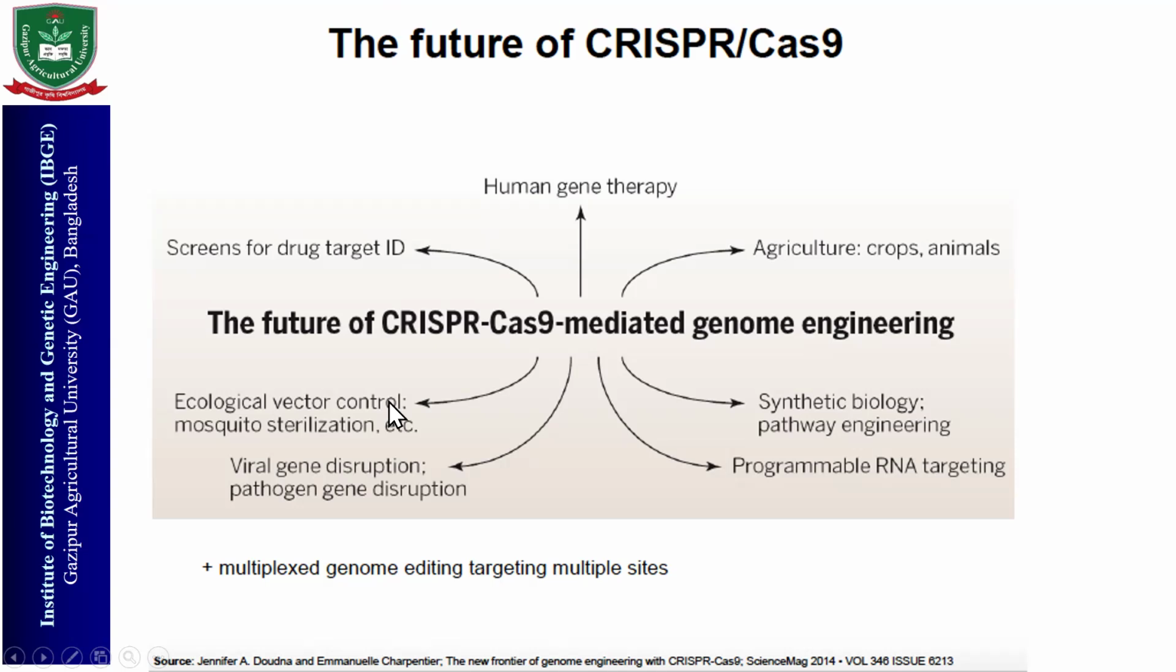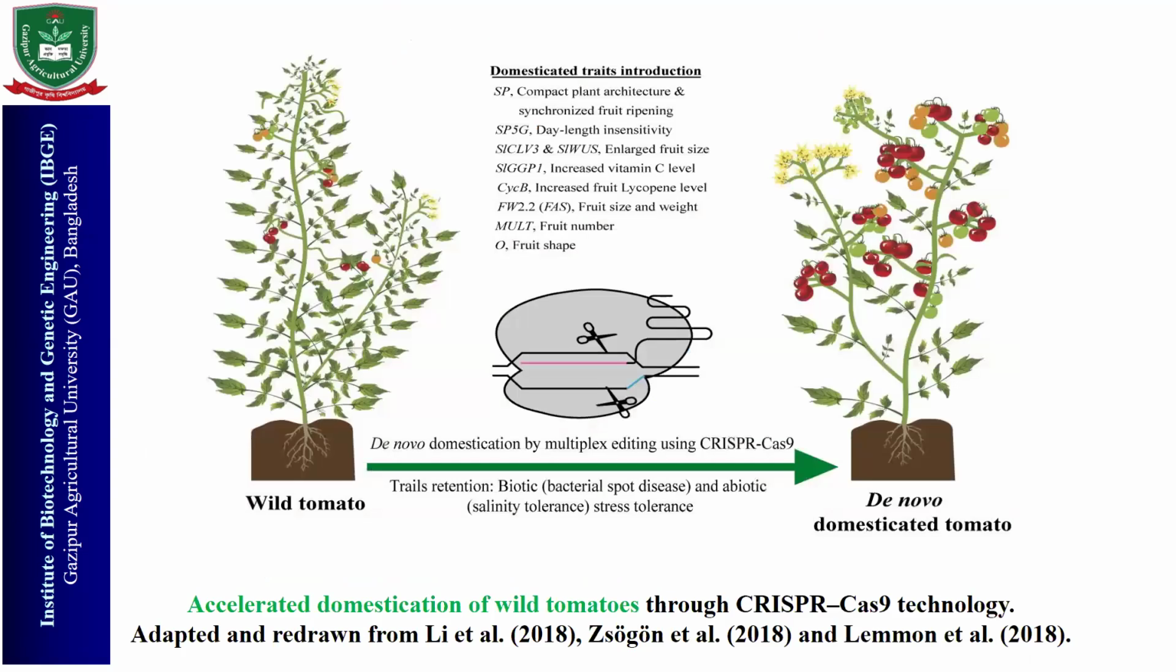Lots of new thoughts blossom over the years. So this is the simple diagram, but now it is more complicated because more opportunities are opening up due to this CRISPR-Cas genome editing system. The latest one is the de novo domestication of plants.